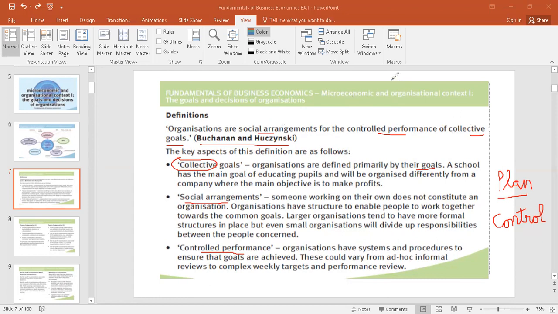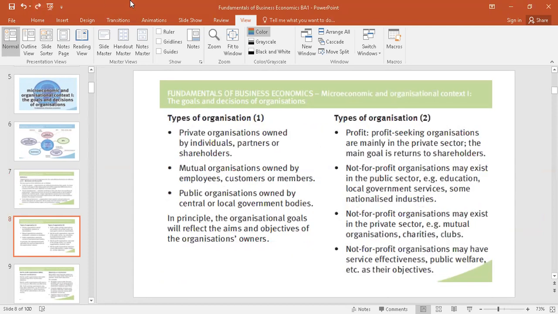Okay, that is the definition of an organization. So that's how an organization is defined. I hope it is clear, Kavya. Yes, ma'am.